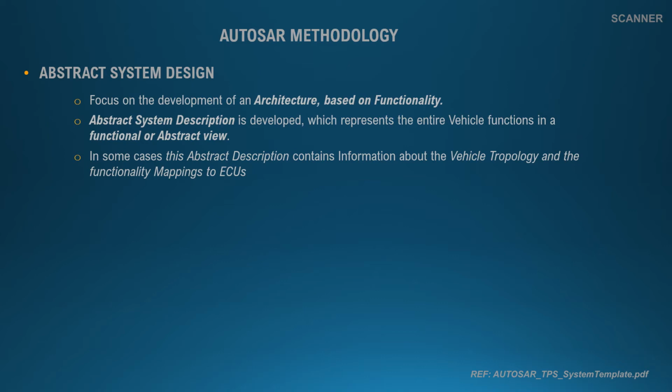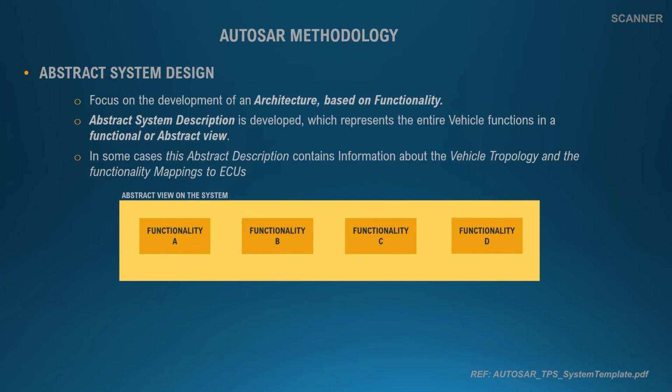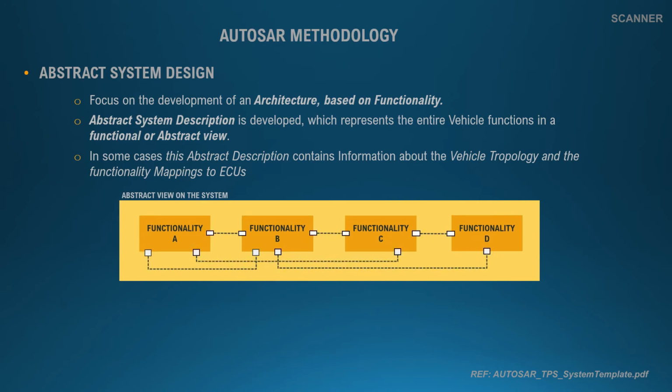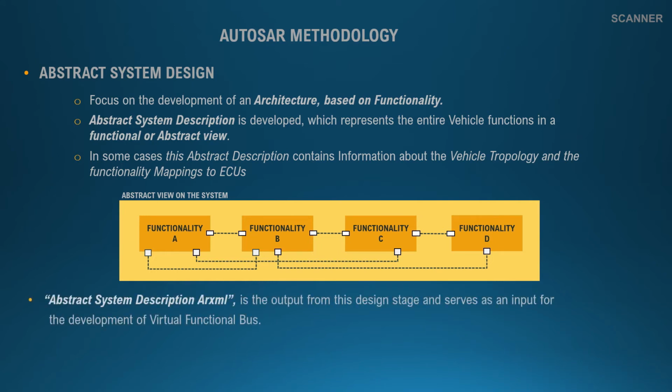The abstract system design is the first step in the design process that focuses on the development of a functional architecture. In this activity, an abstract system description is developed, which represents the overall vehicle function in a functional or abstract view. This functional description might contain information regarding the topology and the mapping to ECU, and it also serves as an input for the development of the virtual functional bus. However, the abstract system design is an optional activity.